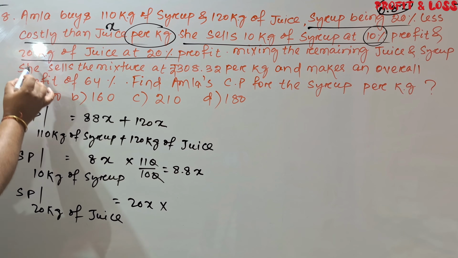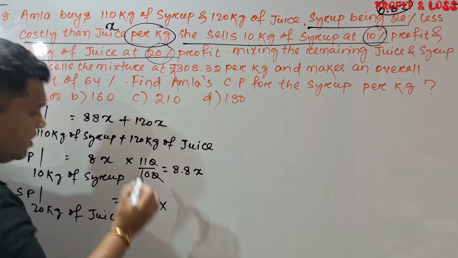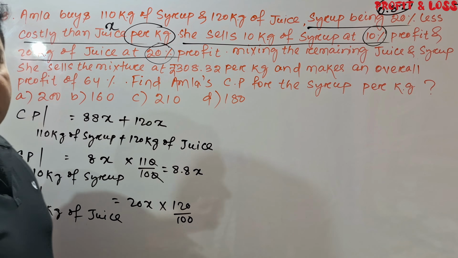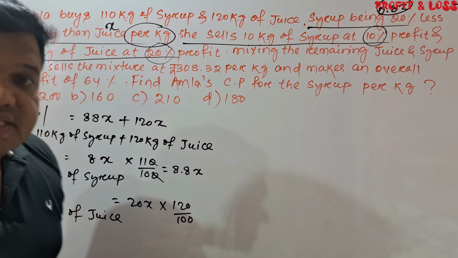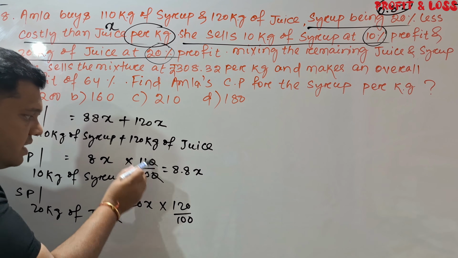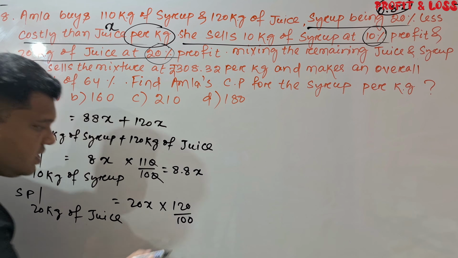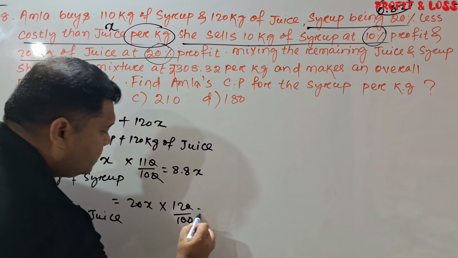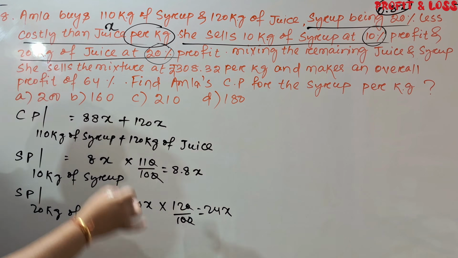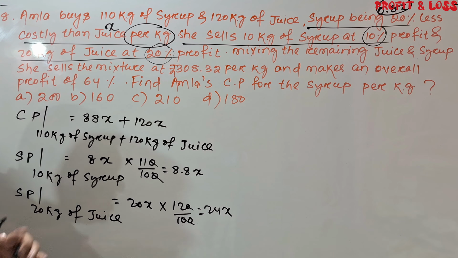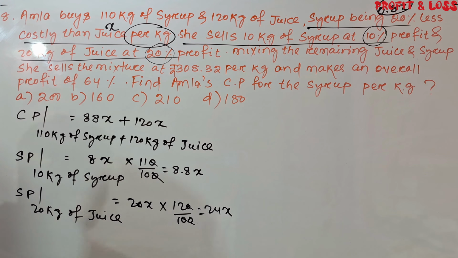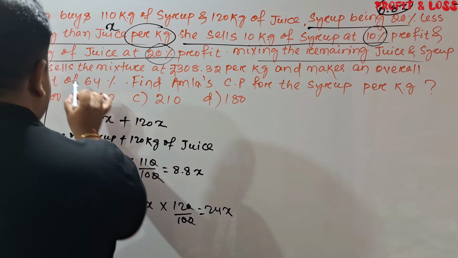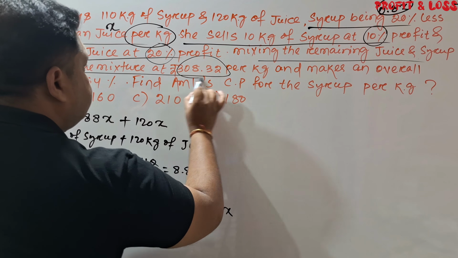And here she makes how much? 20% profit. 20% profit means 120 by 100. Normally profit percentage means percentage increase. 10% increase, that's why here I write 110%. 20% increase, here I write 120%. Calculation only. So here I get 24x. Look, I am explaining, writing each step so that you can understand. Okay. Then see, mix the remaining juice and syrup and sell the mixture at the price 308.32.